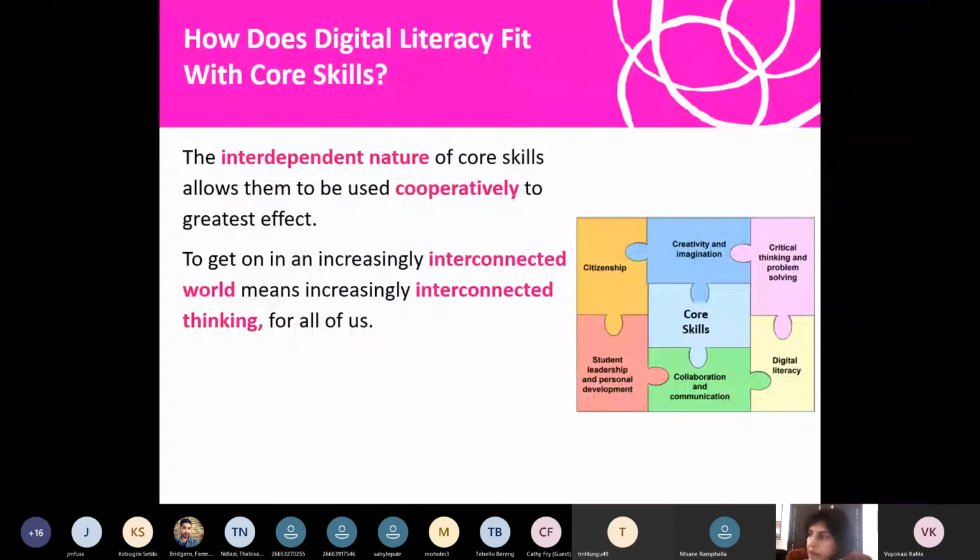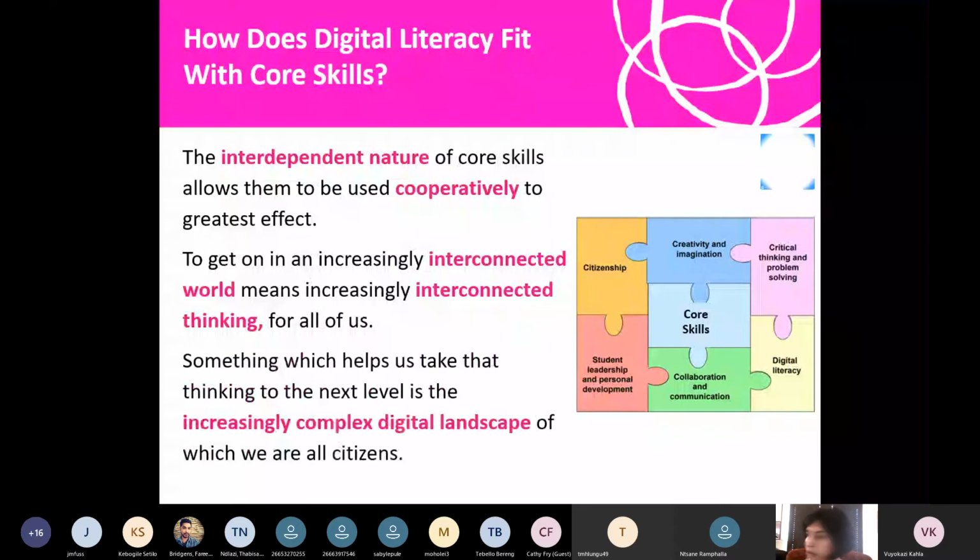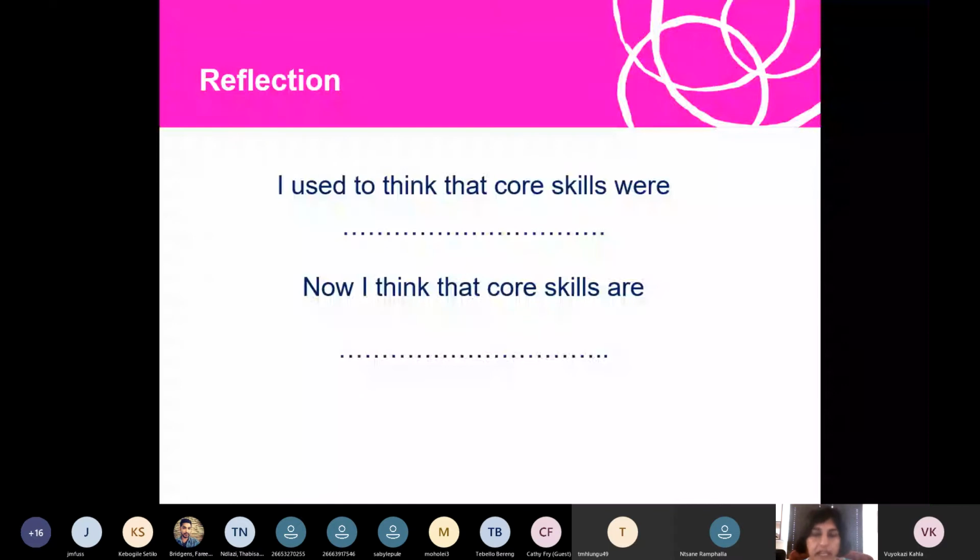So I'm moving on to the last slide because I'm now coming to the end of this presentation in terms of digital literacy. Let's go to the last slide. I used to think that core skills were, now I think that core skills are. Yes, I can see awareness of management of digital identity, very critical, use of digital tools. And as a concluding question, I want you to respond. This is just a reflection. I want you to respond to this question: I used to think that core skills were, now I think core skills are. Can you complete that, please?